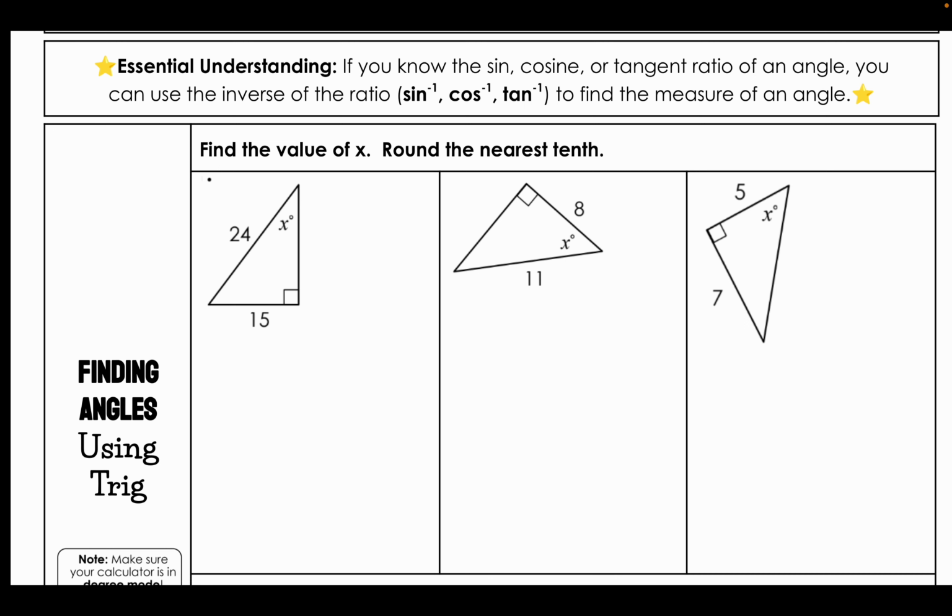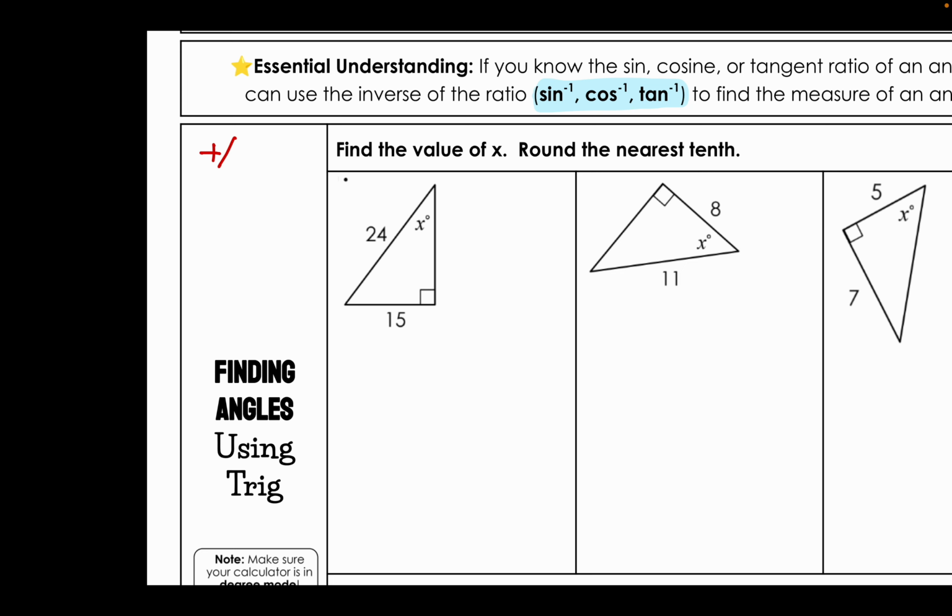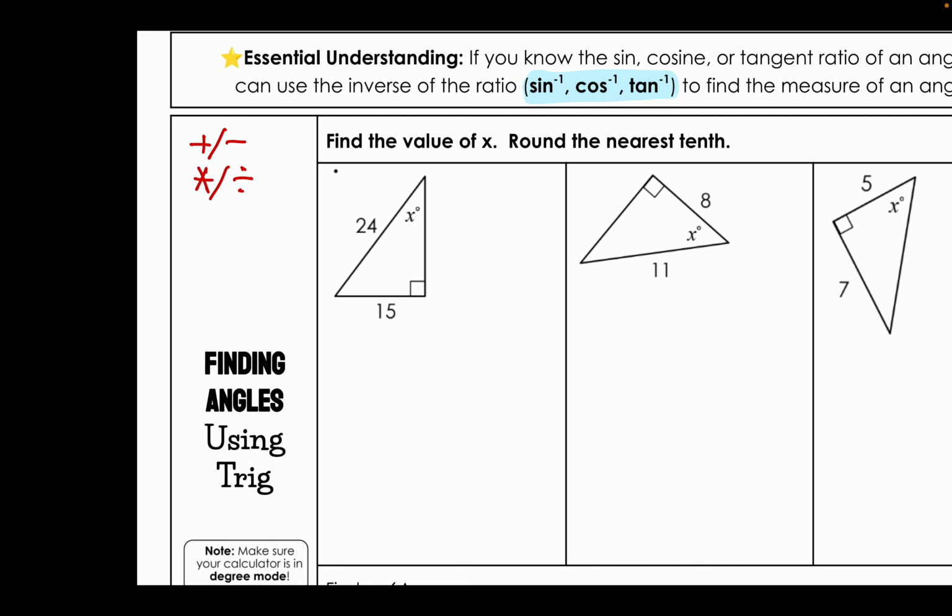So, our essential understanding. If you know the sine, cosine, or tangent ratio of an angle, you can use the inverse of the ratio. We call this sine inverse, cosine inverse, tangent inverse to find the measure of an angle. Okay, so the inverse is something that is the opposite. So think about addition and subtraction. Those are inverses of each other. Multiplication and division, inverses. Squaring something and taking the square root of something, those are inverses. So now with trig, we have trig inverses. Okay, they undo each other.